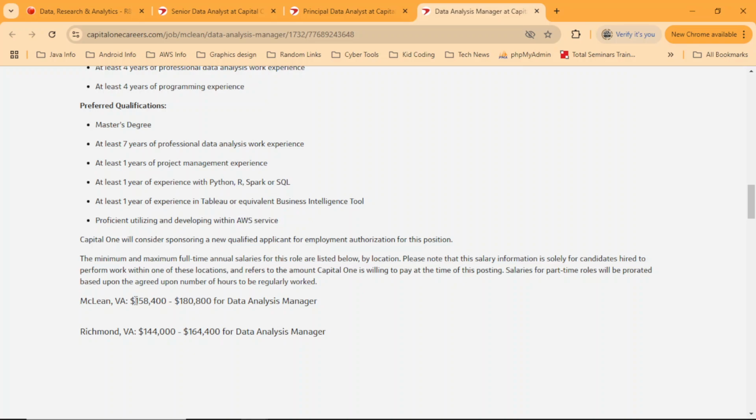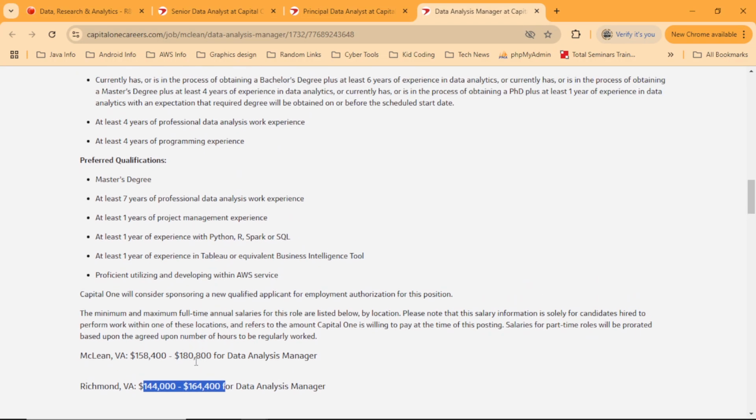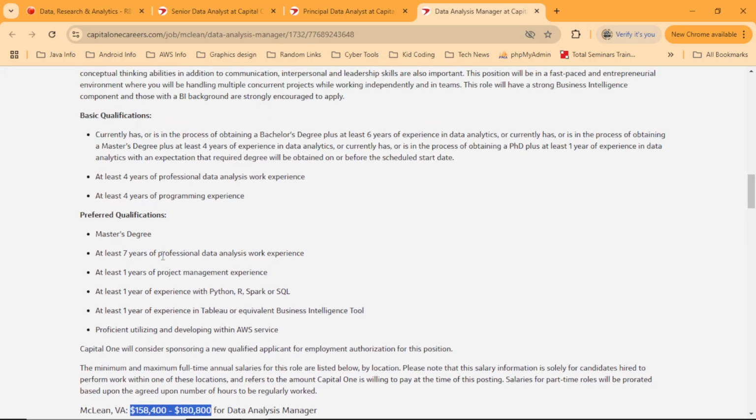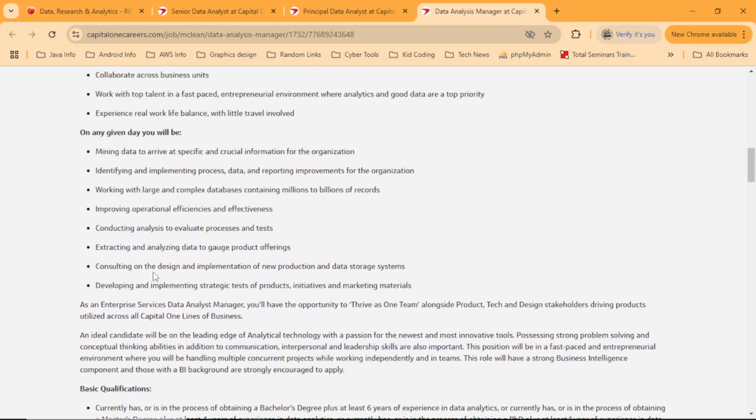And okay, so it's less than what I was thinking. About 158 to 180,000. For a manager, I mean, it depends how big the company is. For a company like Capital One, I think this is kind of on the lower end, in my opinion. But for a company not as big as Capital One, I would say this makes sense. And one thing, I wonder if there's any bonus involved in here, but for the most part, you've seen the qualifications you need, you've seen the job description.